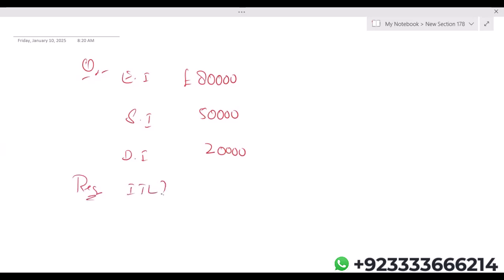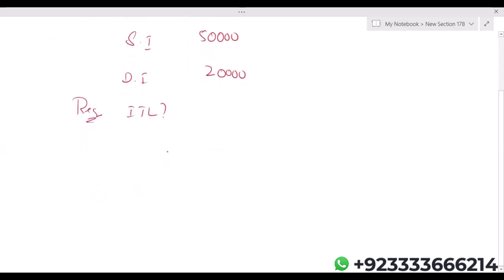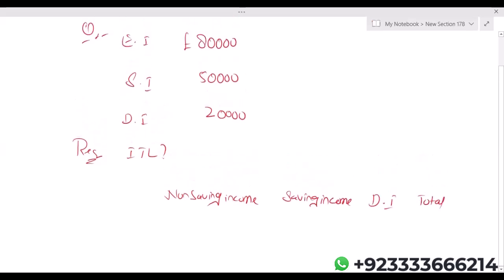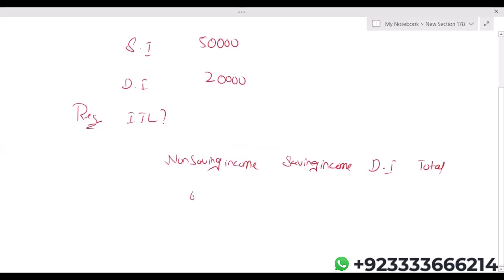Obviously, first we have to tax the non-saving income. Let me make the columns. Non-saving income. After that, saving income. Dividend income and total. Employment income is a non-saving income, which is 80,000. Saving is 50,000. Dividend is 20,000. So total we are getting 1,50,000.